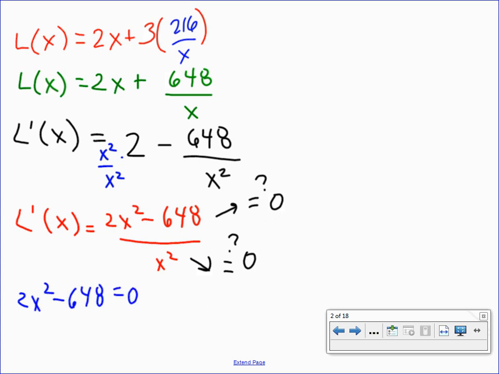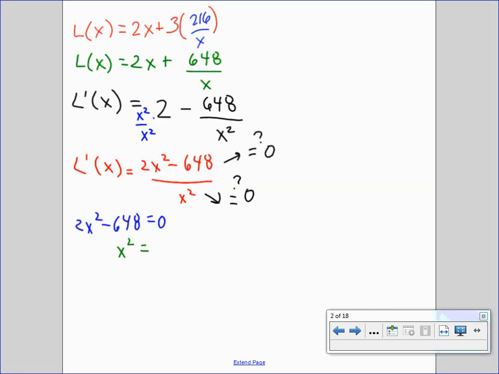That's going to happen when x squared equals 324, is that right? 324? And I believe that's a perfect square. That means x is given by the positive and negative square root of 324. And we're going to purposely just take the positive one because we're dealing with a dimension of fencing, so we're not going to have a negative length.